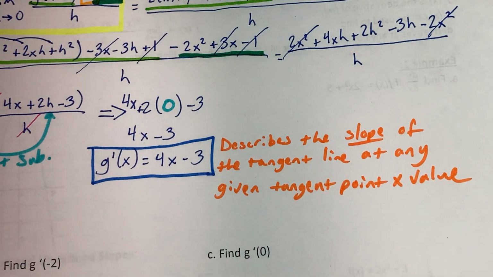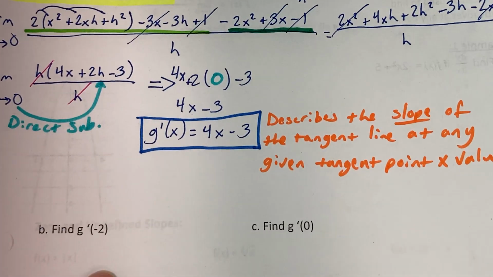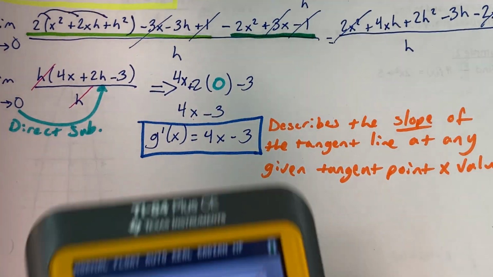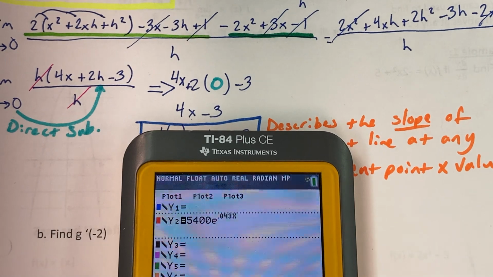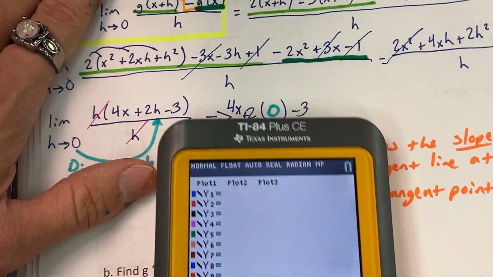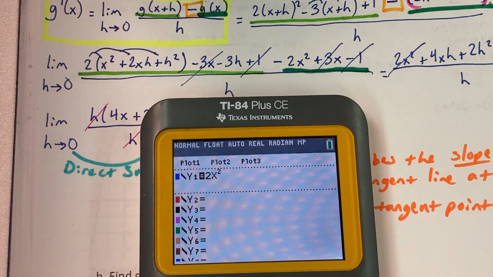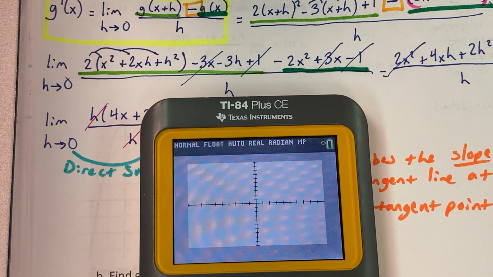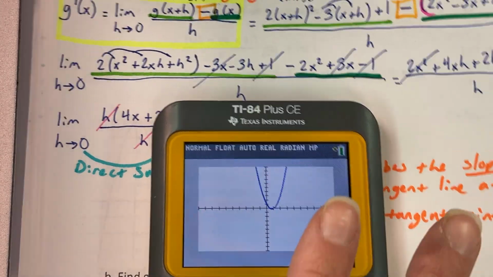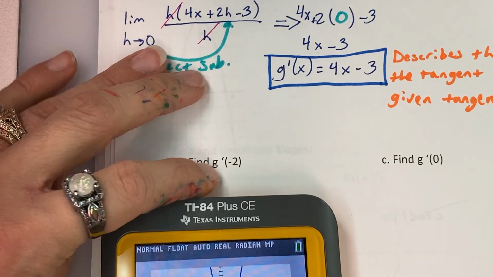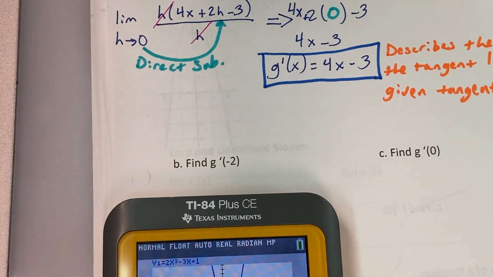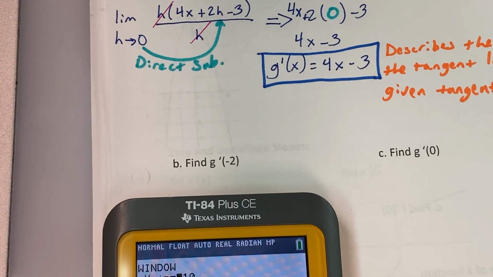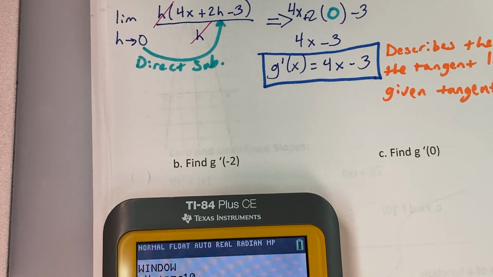So if I want to find g prime of -2, we want to find the slope of the tangent at -2. And folks, I'm just going to go back to the calculator here just because I do think it is kind of nice to be able to see visually what this looks like. So we've got our 2x squared minus 3x plus 1, zoom standard. There's our quadratic. So if I want to find g prime of -2, if I go to trace and do -2, my tangent point is all the way up at 15. So I'm going to go ahead and change my y max to 20.